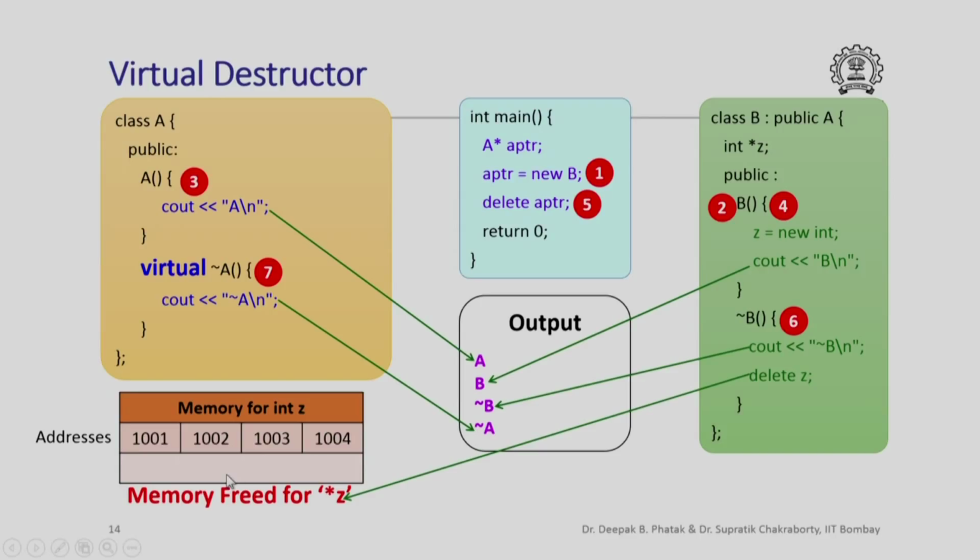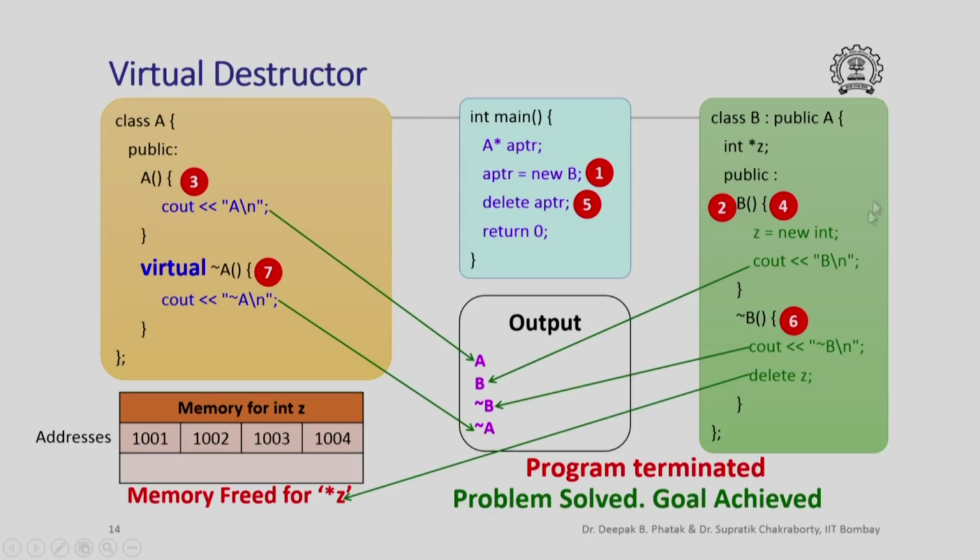We have actually freed up the memory that was allocated for a new integer in the constructor for B, even when I said delete aptr. And how did we do this? By using virtual destructors, just like we used virtual methods earlier. When I say delete aptr and the destructor of the base class is declared as virtual, I must first find out what aptr is really pointing to and call the destructor of the appropriate derived class.